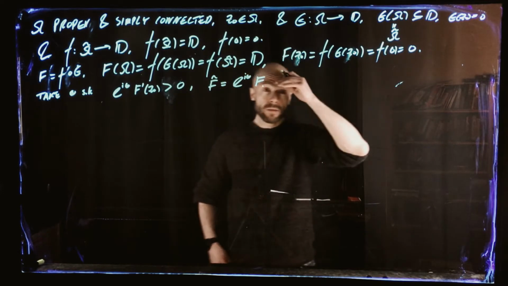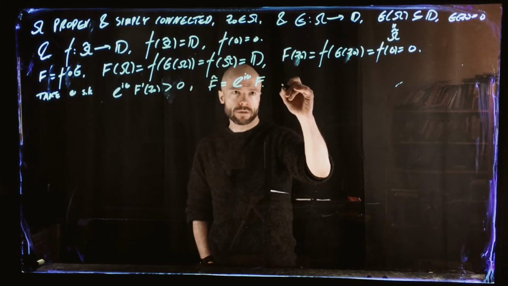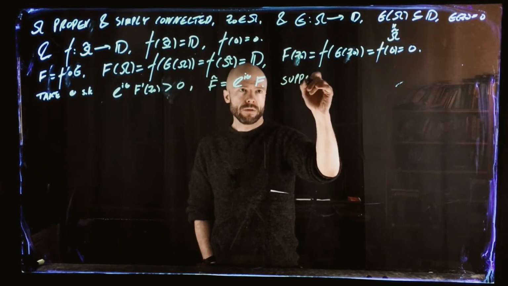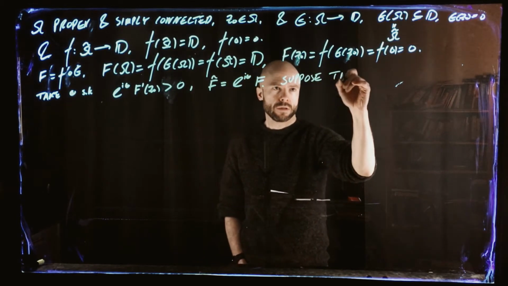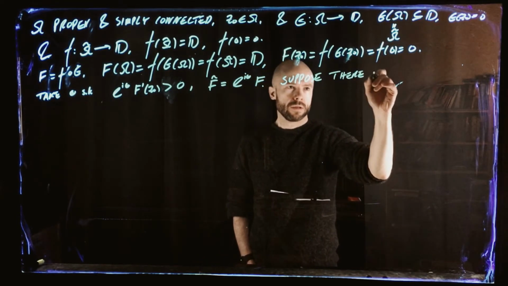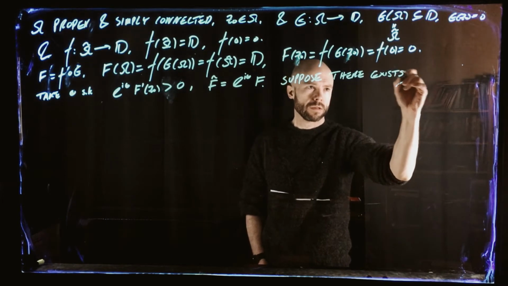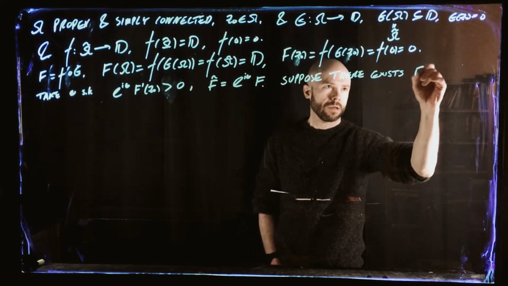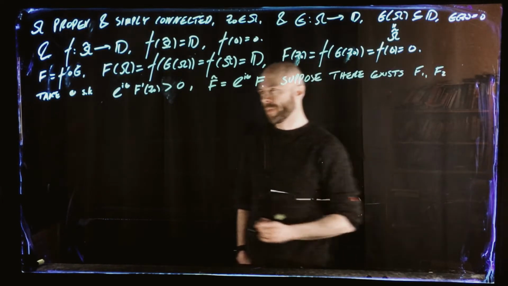And it is unique as well. So suppose there exist f1 and f2 that have this property.